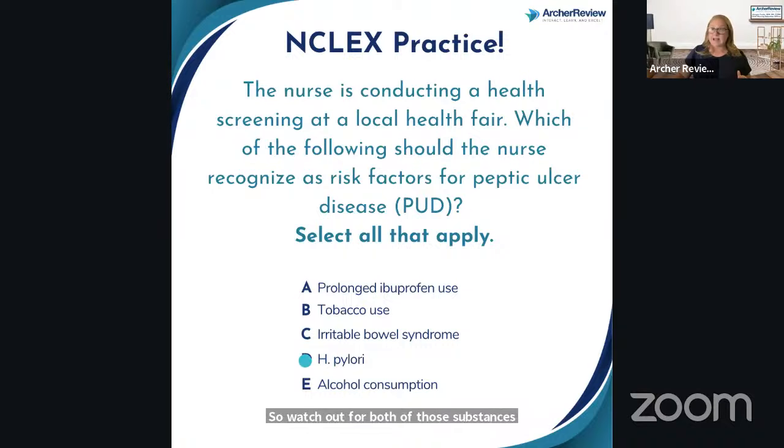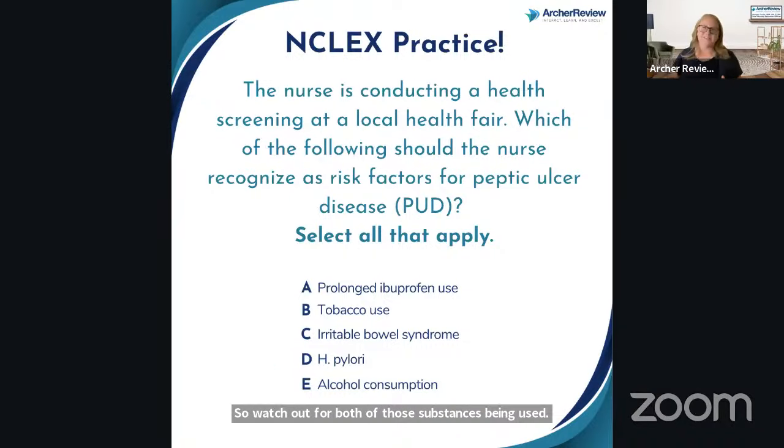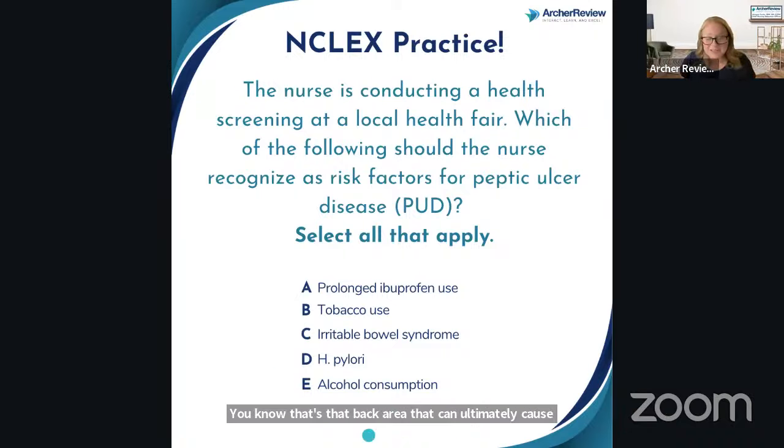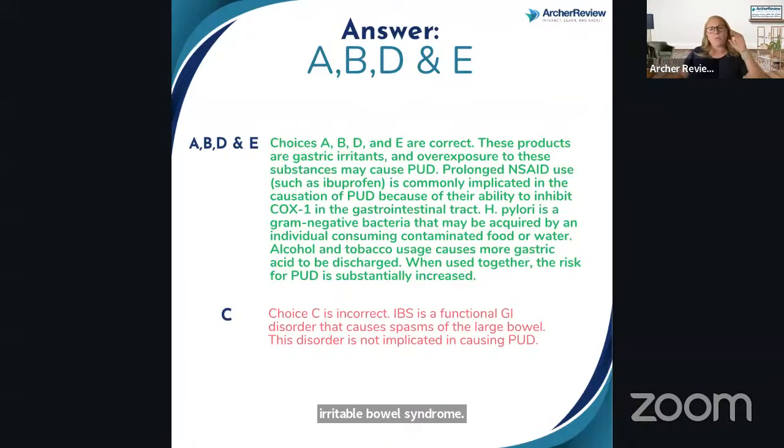And then lastly, that H. pylori, that should have been your dead giveaway answer. You know that's that bacteria that can ultimately cause stomach ulcers. So the only thing here was that irritable bowel syndrome. IBS has nothing to do with ulcers, right? That's more when we have the diverticula, the little outpouchings going on. They can get irritated and inflamed and cause those flare-ups where we get either really bad constipation or diarrhea. There's a couple different types.